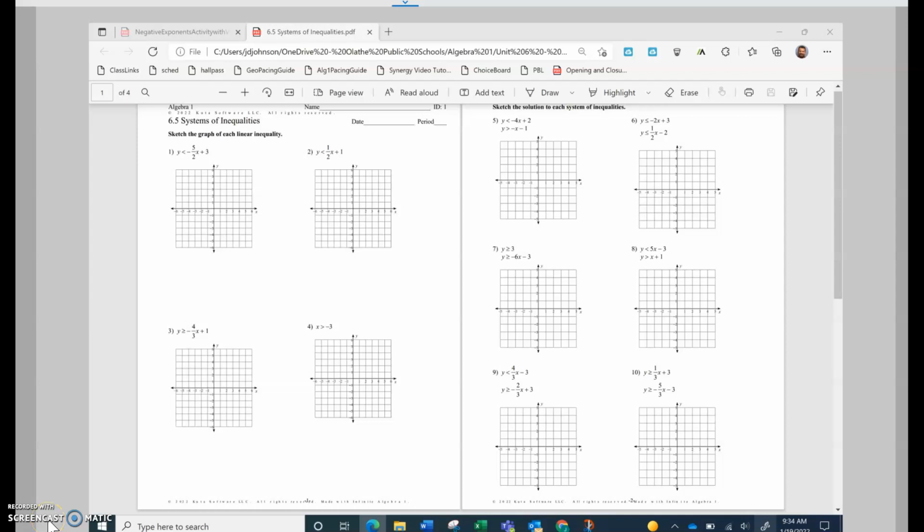In our last lesson, we talked about which method is best for solving systems of equations. Today we're going to move on from systems of equations and start talking about another type of system, and that system is inequalities. So before we get into systems of inequalities, we need to remember, how do we graph an inequality? What is the solution to an inequality? So we're going to practice that on the front page.